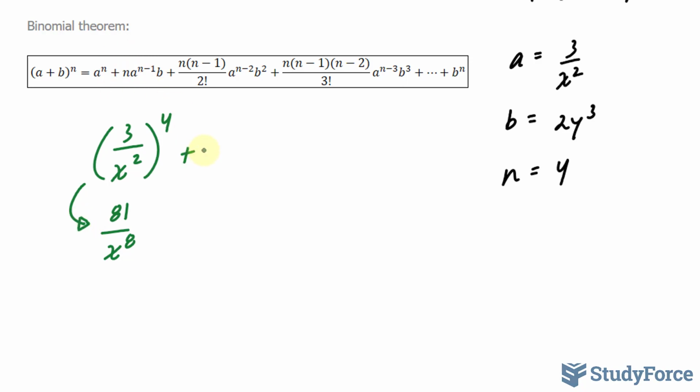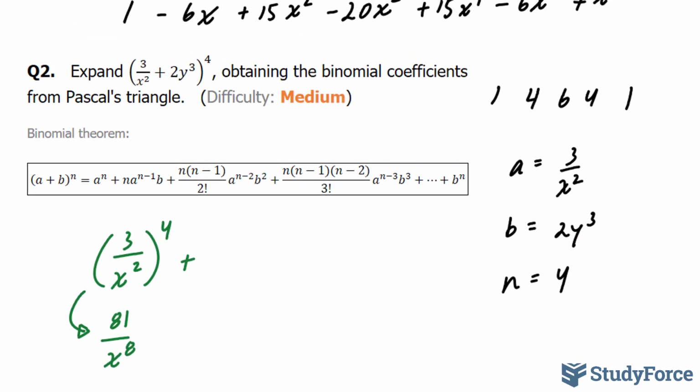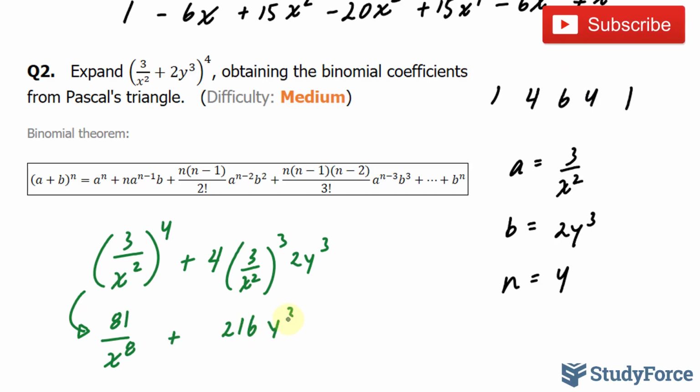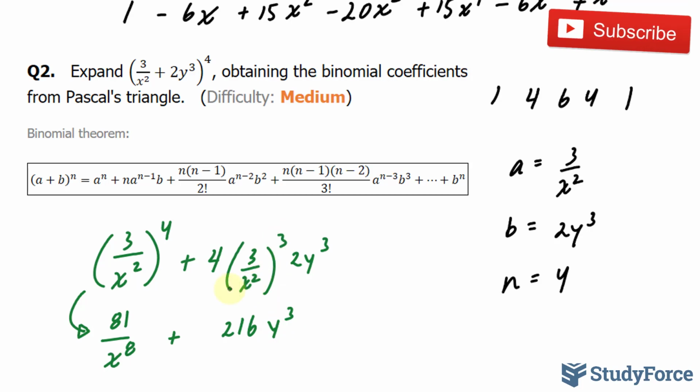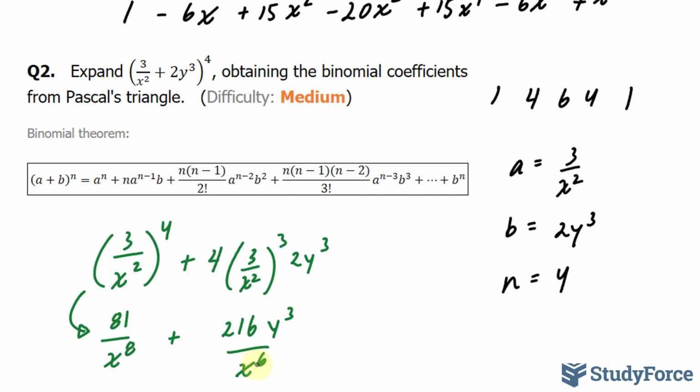Our next term is plus n, and we are using the coefficient 4. A, which is 3 over x to the power of 2, all powered to 3, times b, 2y to the power of 3. 3 to the power of 3 is 27, times 4, that's 108, times 2 is 216. So 216, and the plus is in between the two terms. Y to the power of 3, and this 3 to the power of x to the power of 2 is equal to x to the power of 6. Let's continue to the next term.